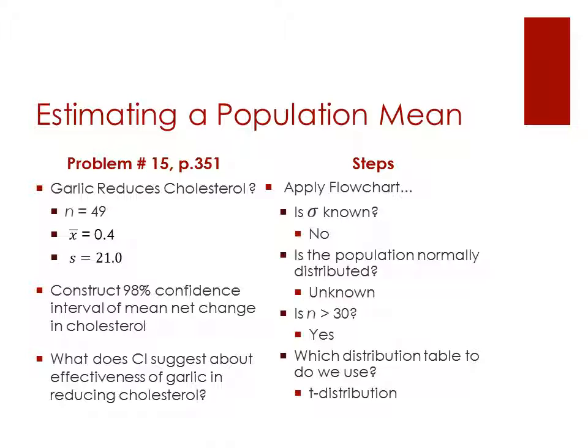Okay, so we don't know our sigma here, so then we also do not know whether the population is normally distributed. We don't have any information on that. So it's unknown. But we do know that our N is greater than 30, so we're going to be using a T distribution table.